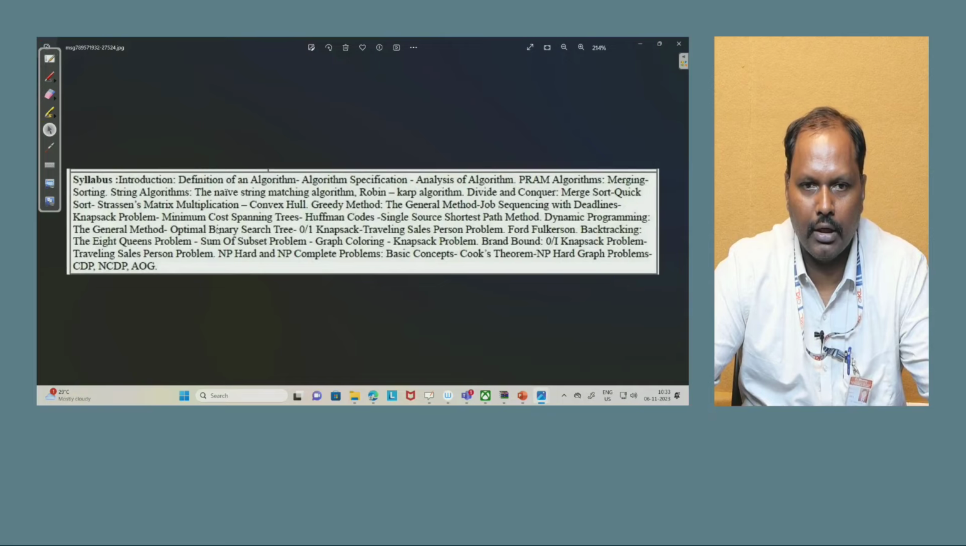Definition of an algorithm, algorithm specification, analysis of algorithm, CO1. PRAM algorithms, merging, sorting, string algorithms, the naive string matching algorithm, Rabin-Karp algorithm. These are the CO1 topics. In the CO1 topics, I am starting with PRAM algorithms. That is my topic for today.